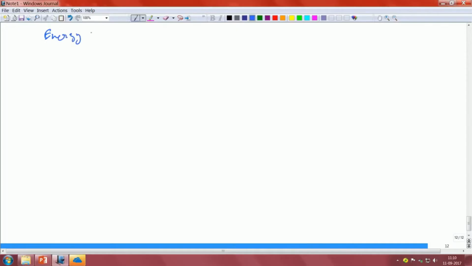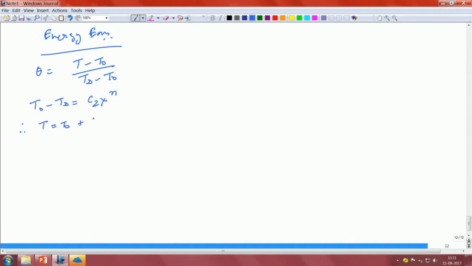We looked at the momentum part, now it is time to look at the energy part of the equation. So, the energy equation can be taken with theta equal to T minus T naught by T infinity minus T naught, that we said earlier. T naught minus T infinity is given as C2 x to the power of n. We do not know the functional form because it may not be the same as your velocity. Therefore, T is given as T naught plus C2 x to the power of n into 1 minus theta.